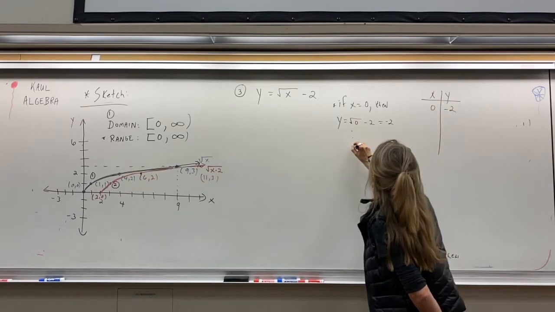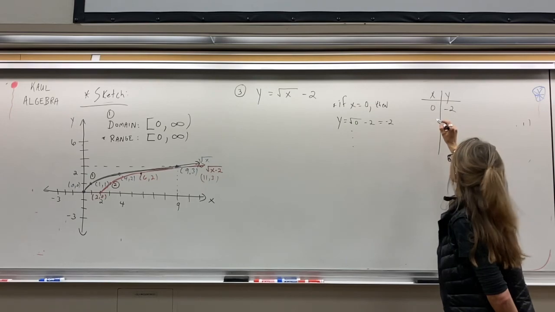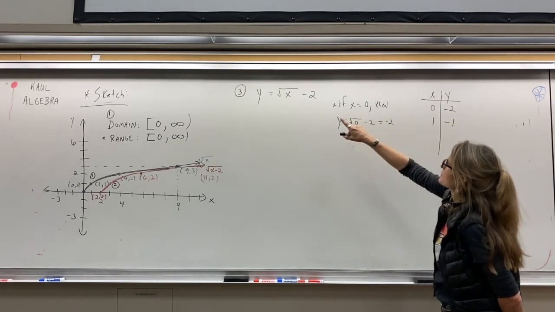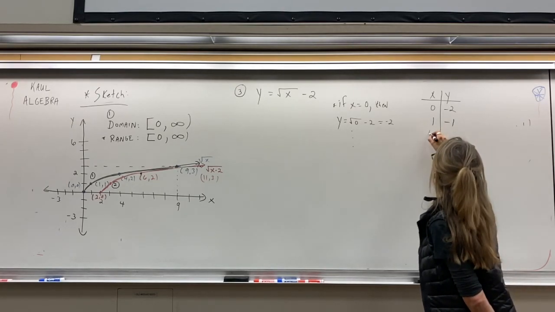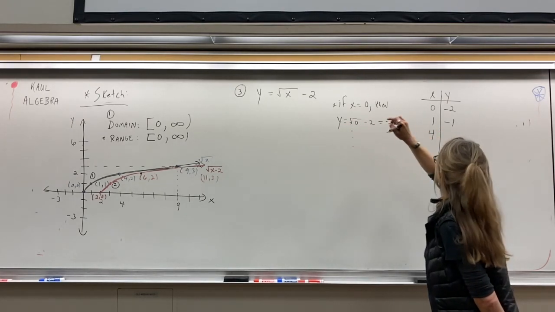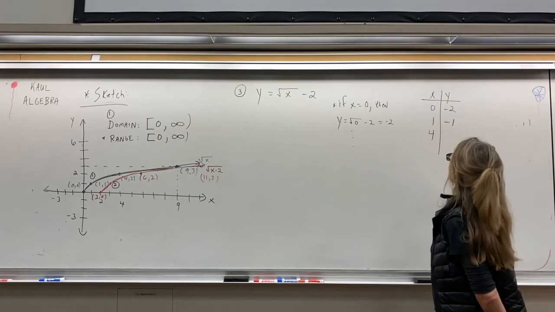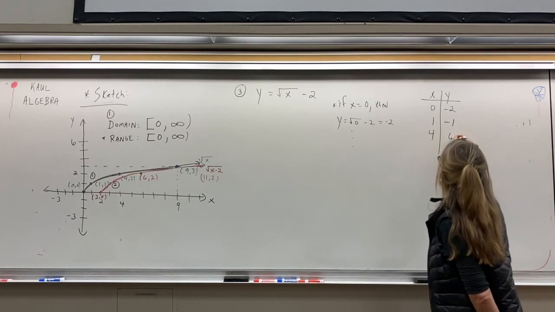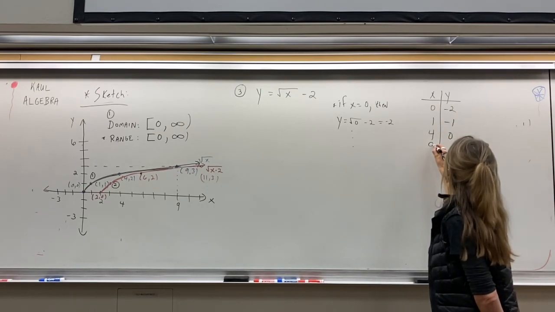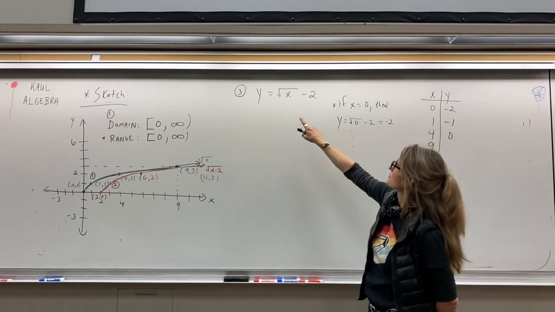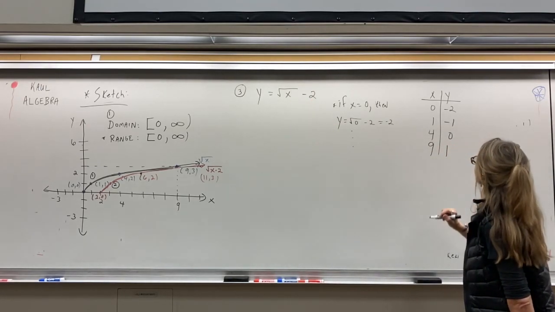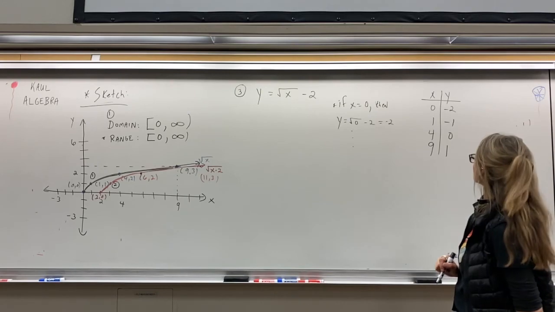And then working my way down, if I pick x to be 1, the square root of 1 minus 2 is negative 1. If I pick x to be 4, so it's a perfect square, I say the square root of 4 minus 2. Square root of 4 is 2, and 2 minus 2 is 0. And then if I pick 9, which is a perfect square, I get the square root of 9, which is 3, and 3 minus 2 is 1. Okay, that's my general shred.